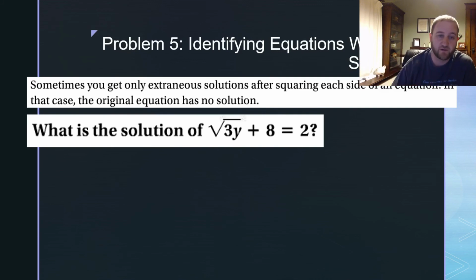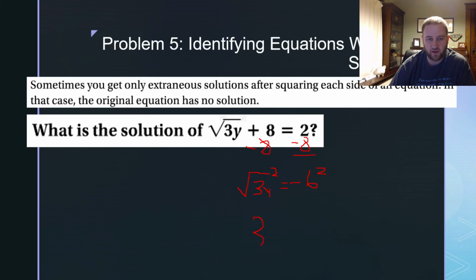Okay? So first, what we're going to do, we're going to subtract 8 on both sides. Okay, so we get radical 3y equals 2 minus 8, which is negative 6. Right away, before we even square both sides, can you ever get the square root of something equals a negative? No, never. Okay, but let's go ahead and humor it here, and let's finish this off.